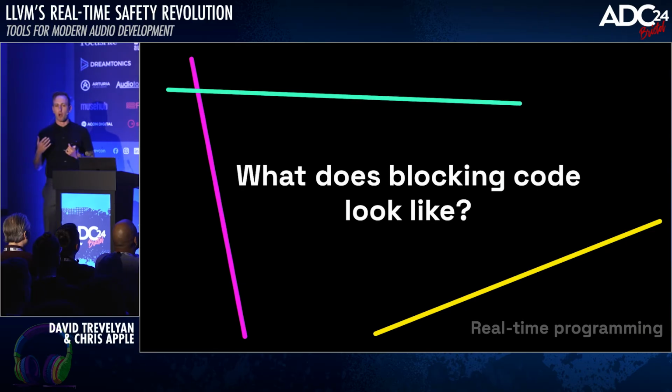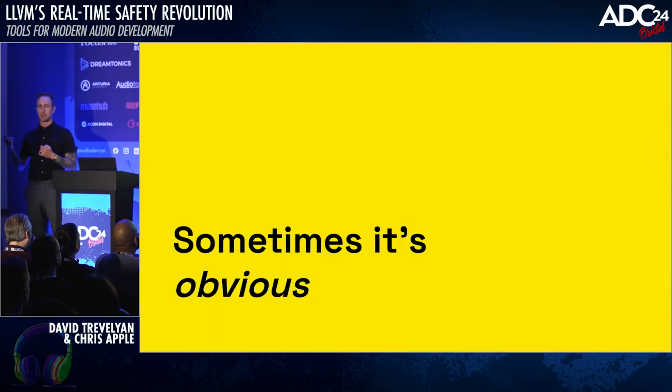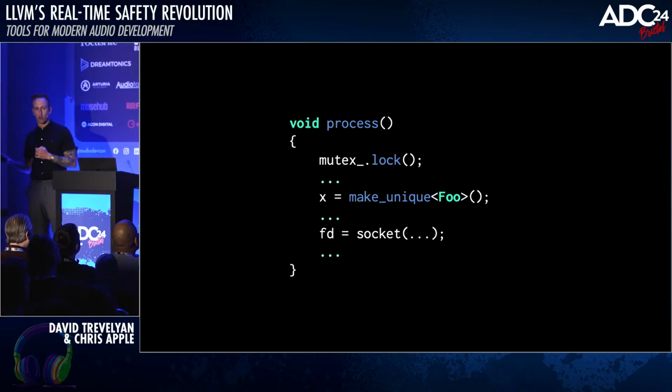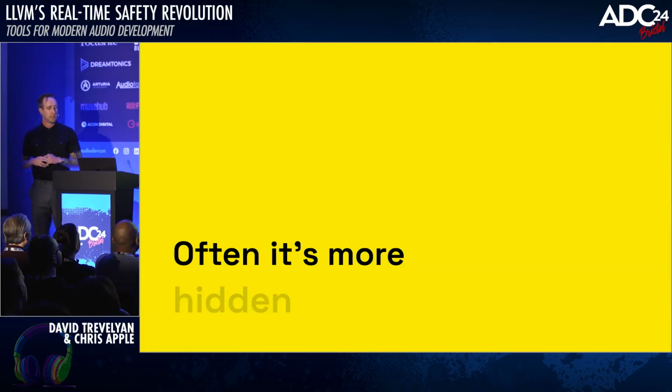All right, so what does blocking code look like? What does real-time unsafe code look like? Sometimes it is super obvious. You might be pulled into a code review and you see something like this. Something's taking a lock, allocating memory, doing a system call. You would say immediately, call the real-time police. I want to make an arrest. We need to do this on another thread at the very least.